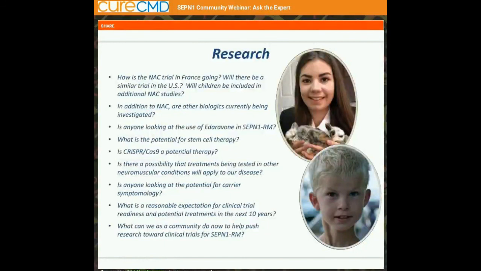Registering with the Beggs Lab, as well as participating in clinical trials as they become available. Donating existing muscle biopsy tissue that may be sitting in a freezer at your local institution to our CMD tissue repository is also another really excellent way to contribute to science. And all of these pieces are working together. All of our goal is to figure out a way to push toward clinical trials for SEPN1.